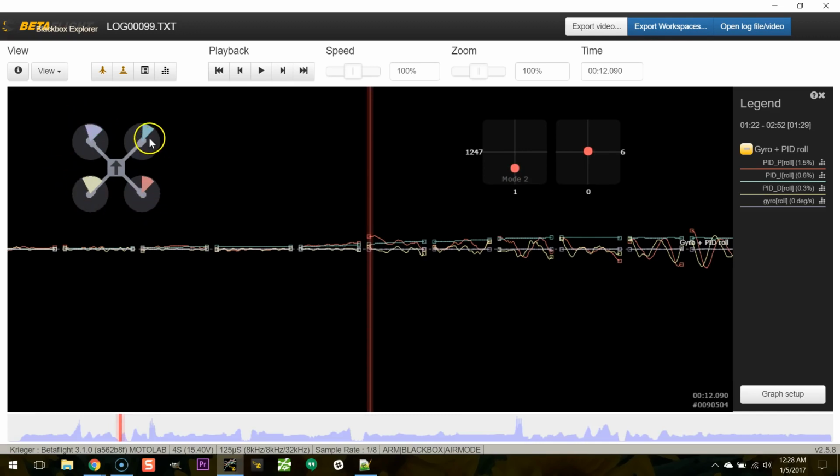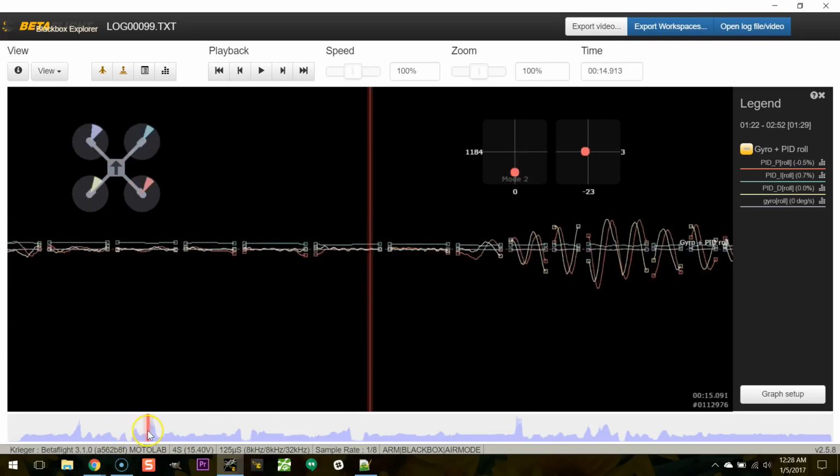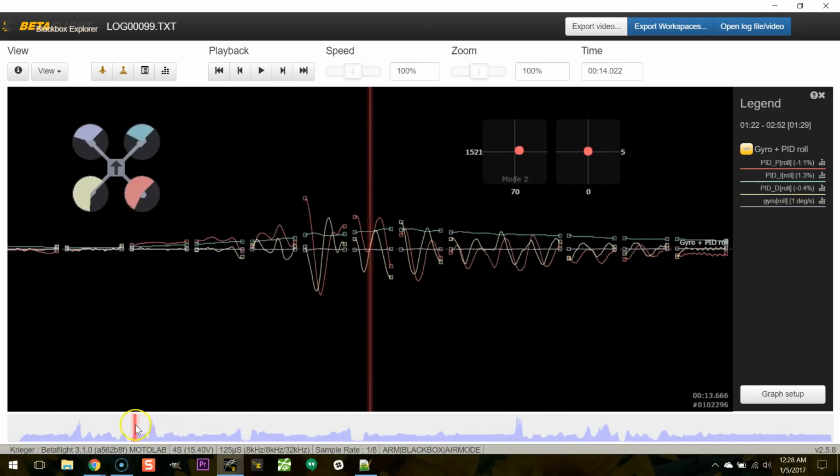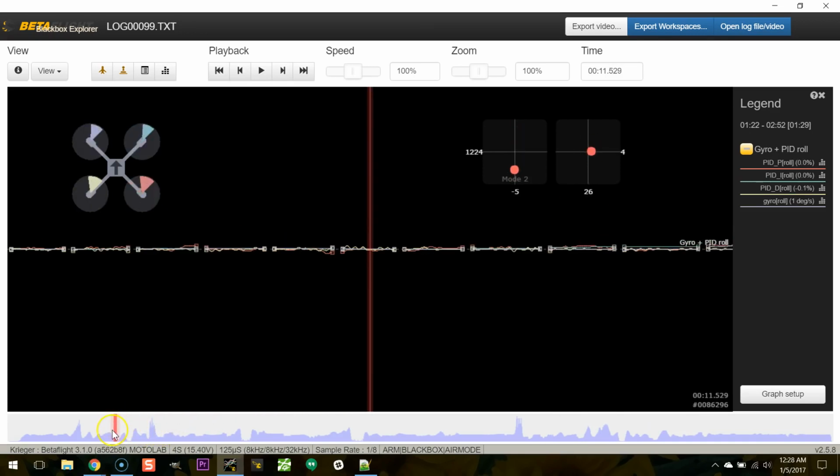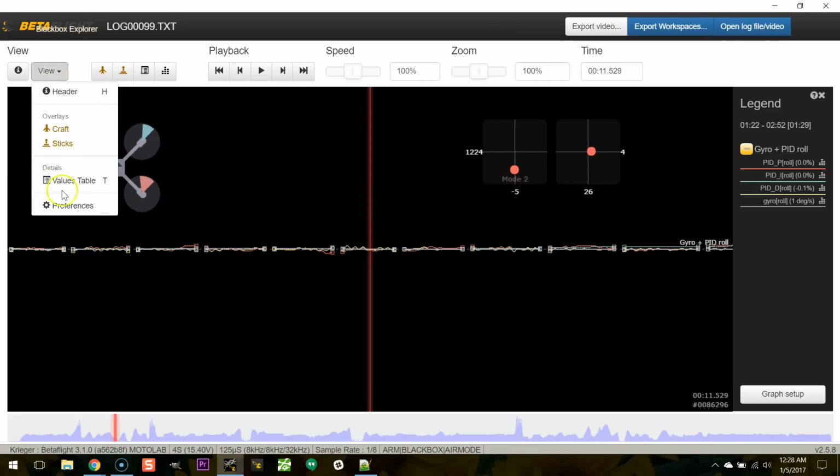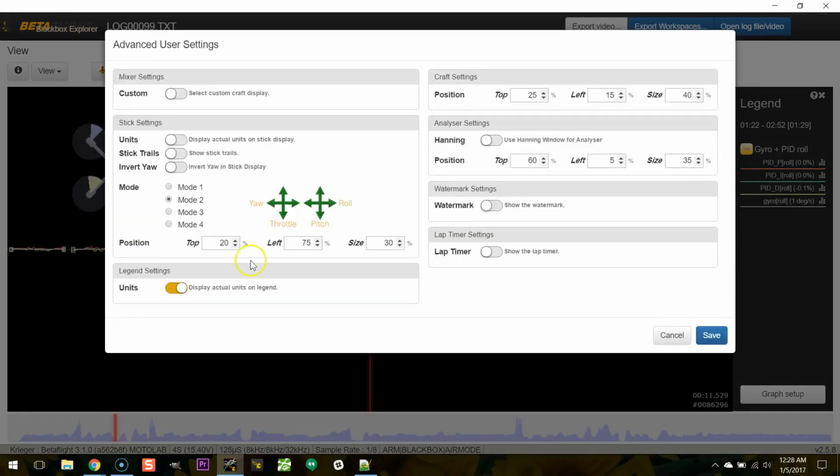The other thing the craft readout is good for is seeing what your motors were doing at any given point in time. So you can see that as I scroll around, I can see the motors go up and down, and we'll talk in a later session about some of the things that might be useful for troubleshooting. Here I've got the sticks display. The sticks display defaults to mode 2, but if you are a flyer in another mode, you can go into the preferences and you can set it to show any mode you prefer.